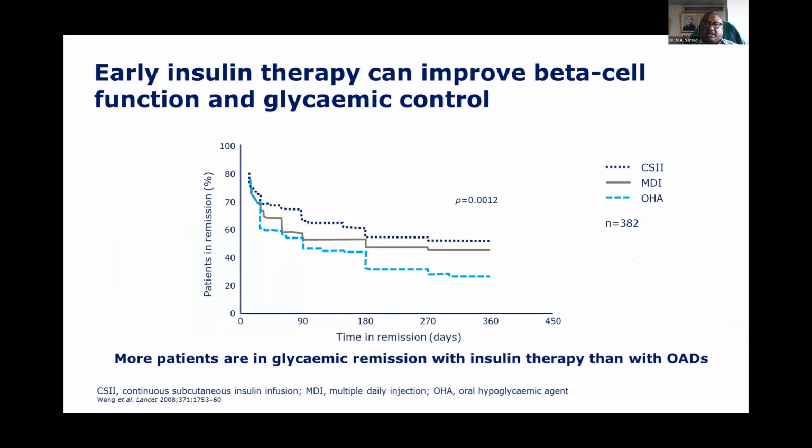Early insulin therapy can improve beta cell function and glycemic control. You can deliver the insulin by CSII, that means continuous subcutaneous insulin infusion, or multiple daily injections may be needed.